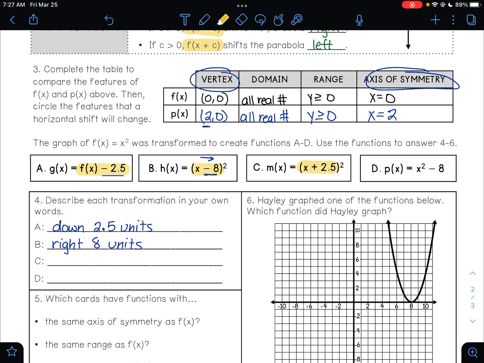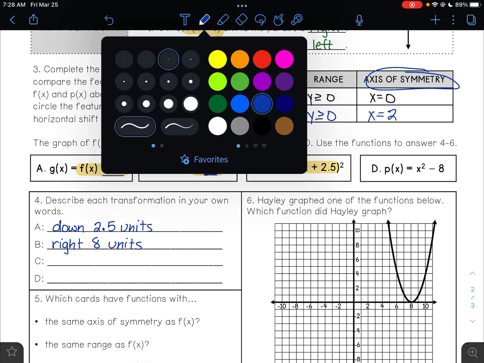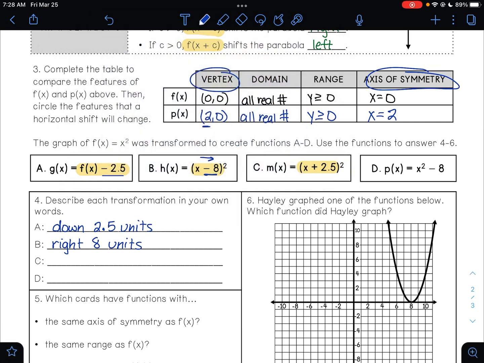Then looking at the next one. Okay, again, it's on the inside, so it's moving left or right. Again, the last one we did had a minus 8, and so that moved to the right. This one has a plus 2.5, which means it's going to move to the left. Remember, it's opposite. So this one is going to the left 2.5 units.